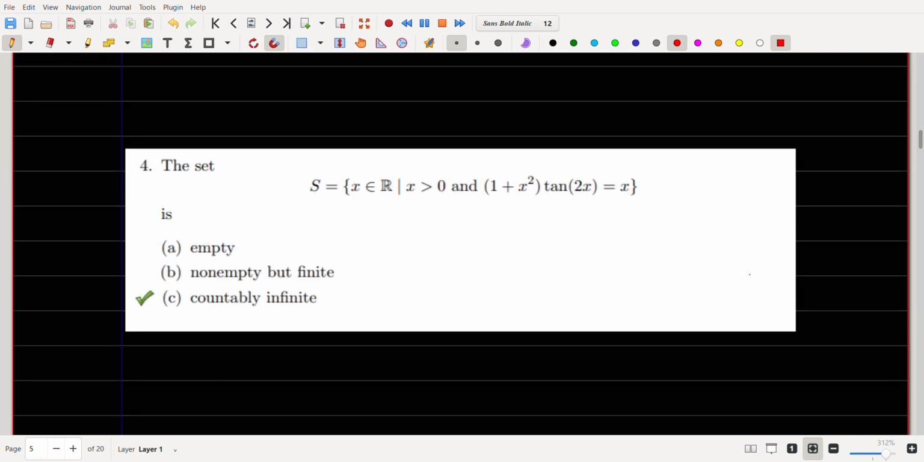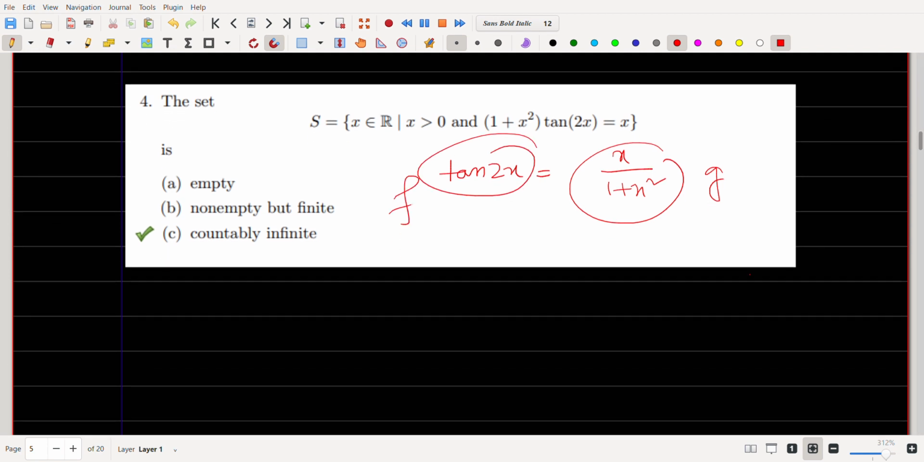Okay, now the fourth one. The fourth problem you can solve completely geometrically. It is given that S is a set such that x belongs to R and x greater than 0, and 1 plus x squared times tan 2x equals x. So you can write tan 2x equals x by 1 plus x squared, right? Now if you draw the graph, you will get the answer. So take this function as say g and take this one as f.